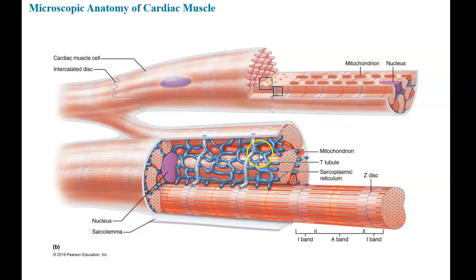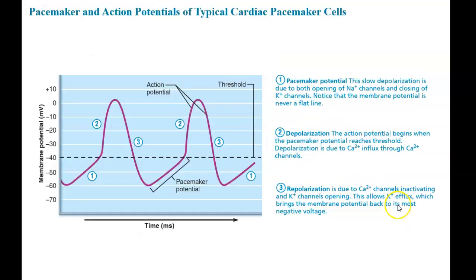As you can see, the T tubules are here too in the cardiac tissue. The T tubules, which are the transverse tubules that we looked at last time. The sarcoplasmic reticulum is also here, which stores the calcium. Then there are the different parts of the muscle fiber, like the Z discs, the I band, the A band. Those are all the same as the skeletal muscle fibers. Action potentials are also similar in cardiac tissue as they are in skeletal tissue, but there are some differences.